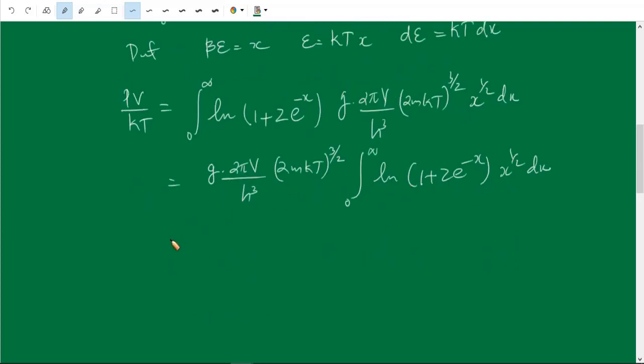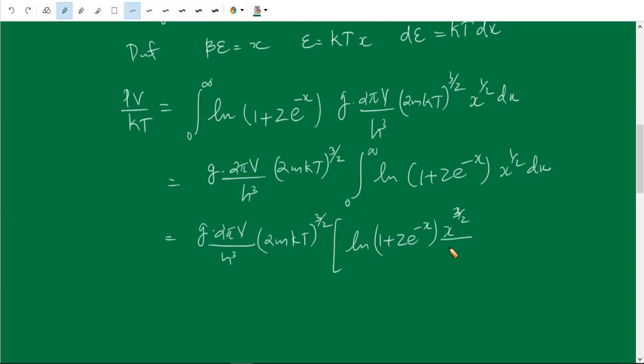Now we do this by parts. So this will be the log(1 + z e^(-x)) times the integral of the second term, x^(1/2), that is x^(3/2) divided by 3/2, from 0 to infinity, minus the integral of the differential of the first term, which will be 1 divided by (1 + z e^(-x)) into the differential of this bracket, z e^(-x) into minus 1, times the integral of the second term, x^(3/2) divided by 3/2, from 0 to infinity.